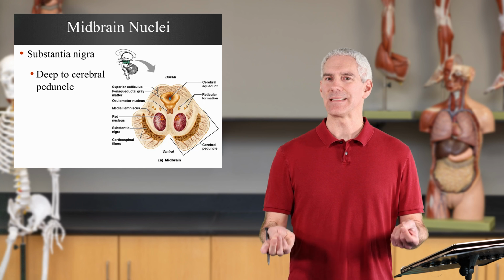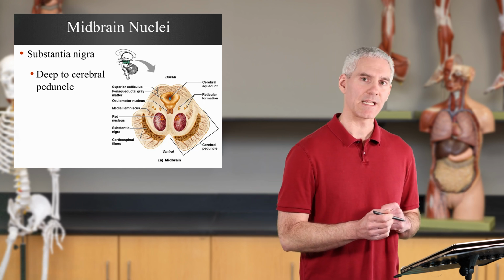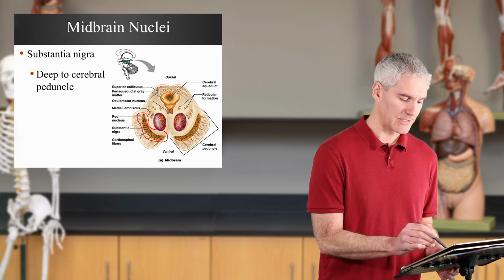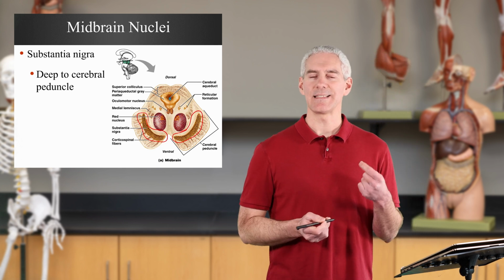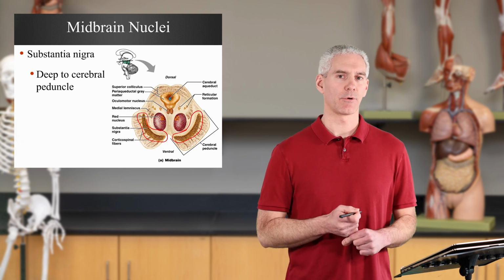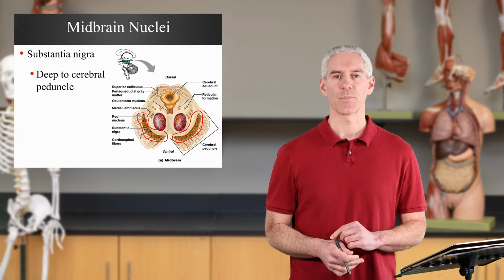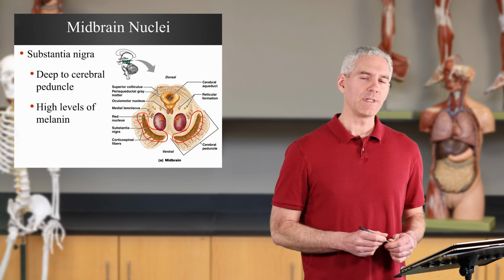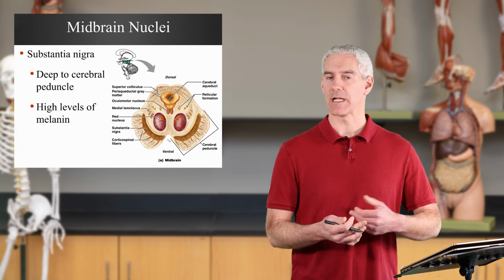Now if we start heading a little bit deeper inside, we have the midbrain nuclei, the substantia nigra. Now the substantia nigra is this structure and that structure. You'll notice it's deep to the cerebral peduncle. Again, cerebral, not cerebellar. So it's deep to the cerebral peduncle. It's going to have higher levels of melanin, hence why it looks a little bit darker in pigmentation.